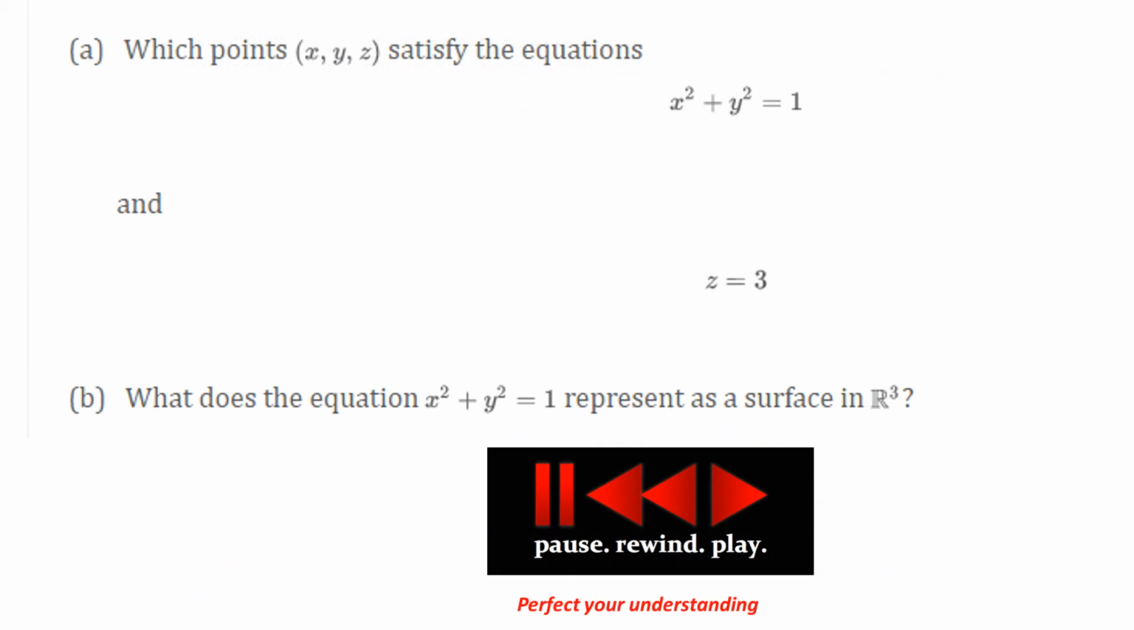Here's another example. Which points x, y, z satisfy the equation x squared plus y squared equals 1 and z equals 3? It's the and of these two. And part B, what does the equation x squared plus y squared equals 1 represent as a surface in R cubed? Again, you know what to do. Let's see how you did.